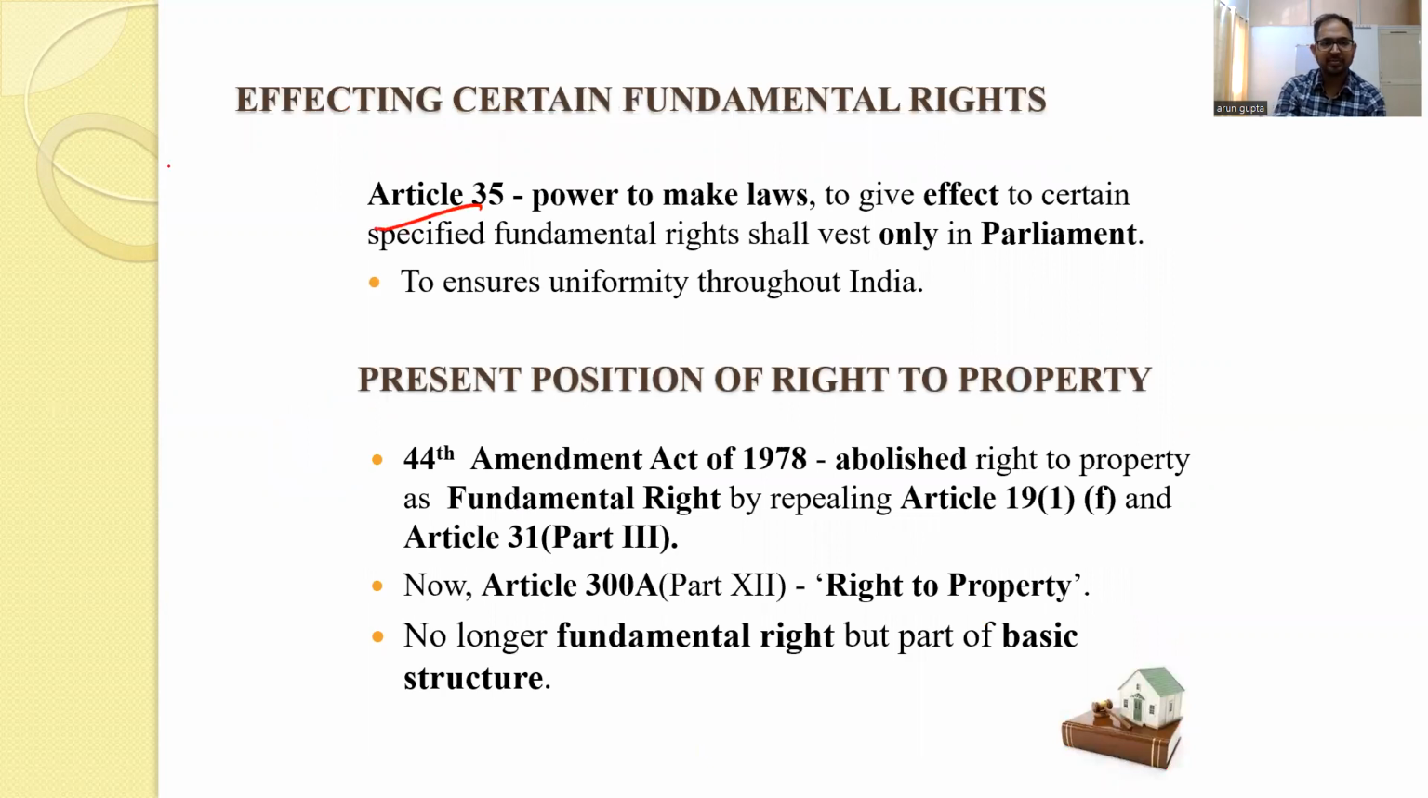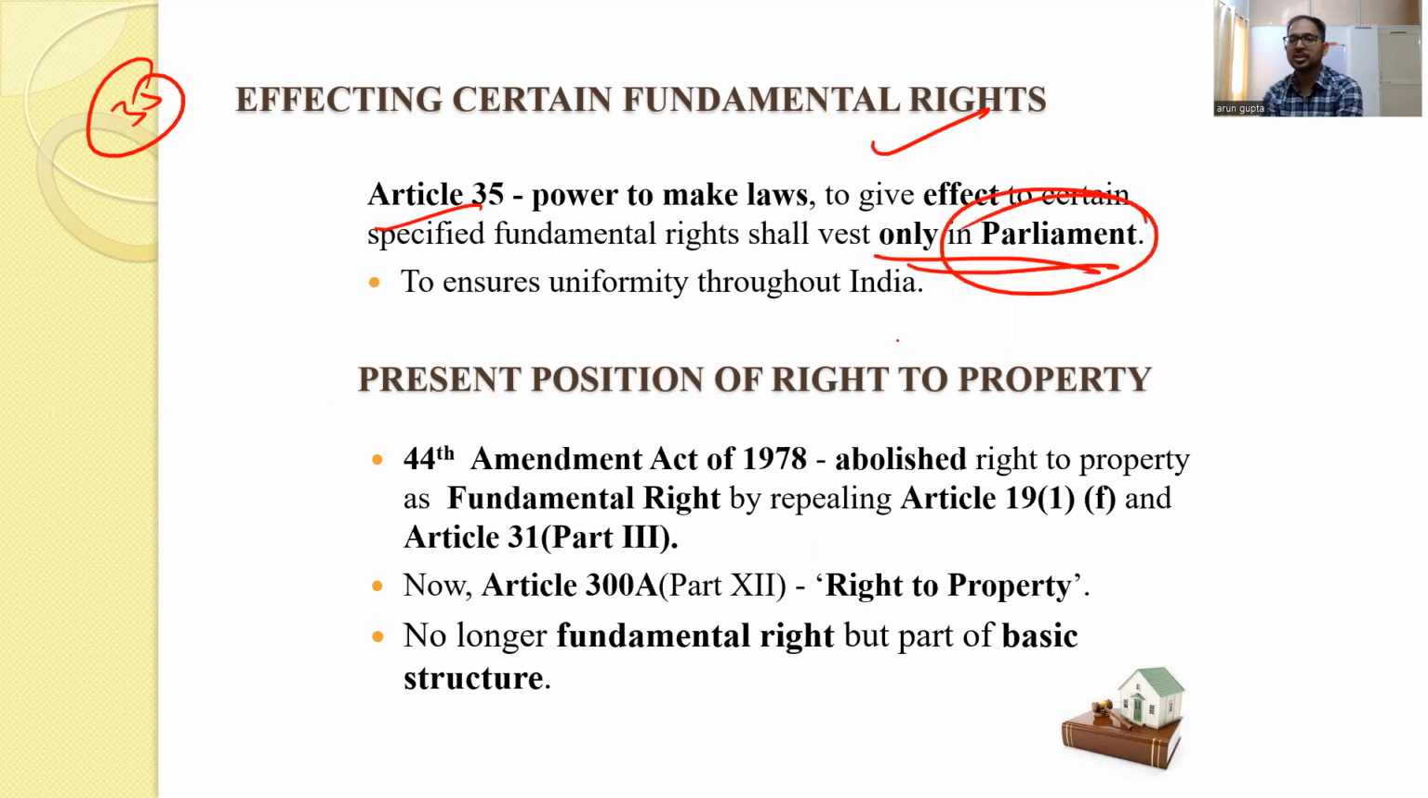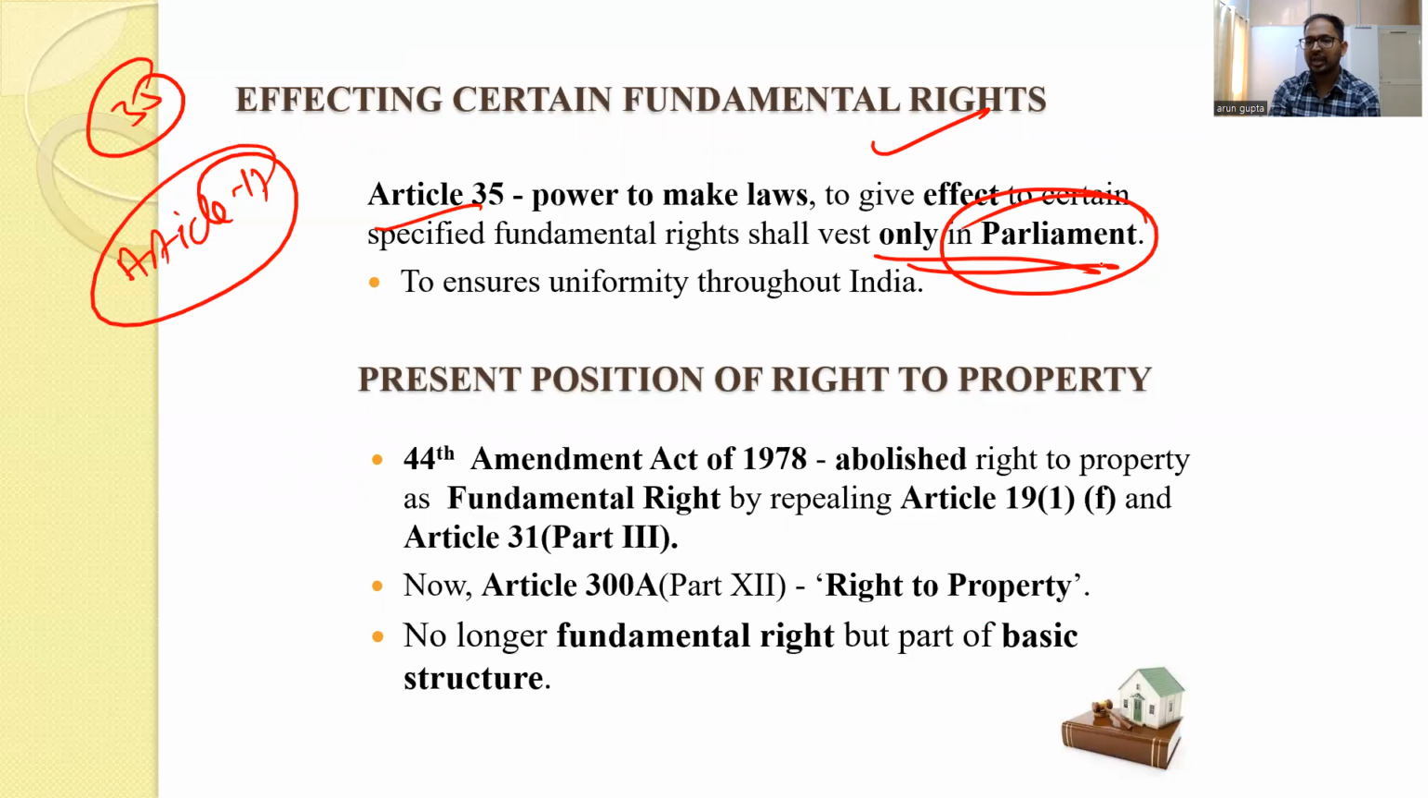Then Article 35, affecting certain fundamental rights. Now, power to make laws to give effect to certain specified fundamental rights shall vest only in the Parliament. Because, for example, we talked about Article 17. So only Parliament can pass the law to enforce this article.